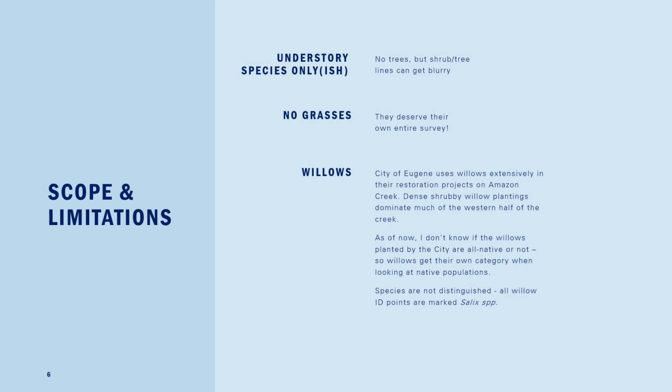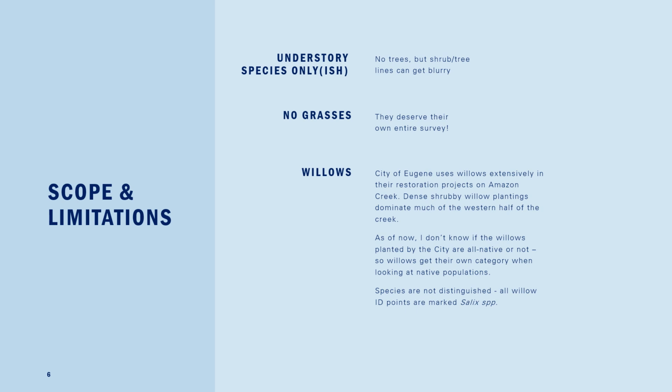I also ended up having to cut out grasses as a category due to just their density on the creek and omnipresence. Grasses on the Amazon Creek could easily be their own survey in themselves, which I hope someone conducts someday. And then finally, willows are another big player for almost the entire creek, especially the segments in West Eugene.